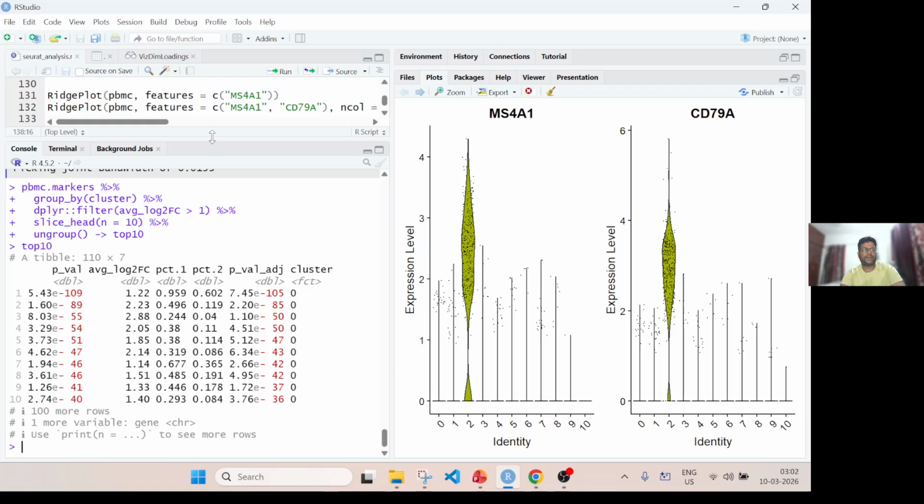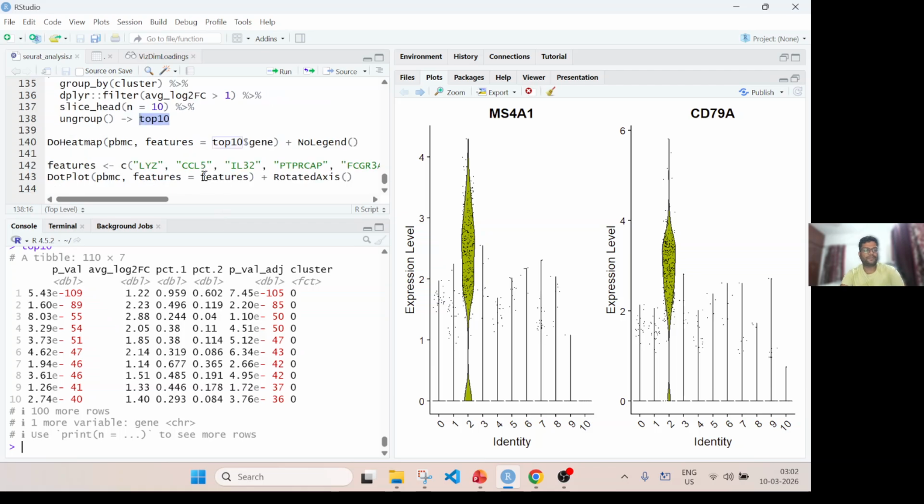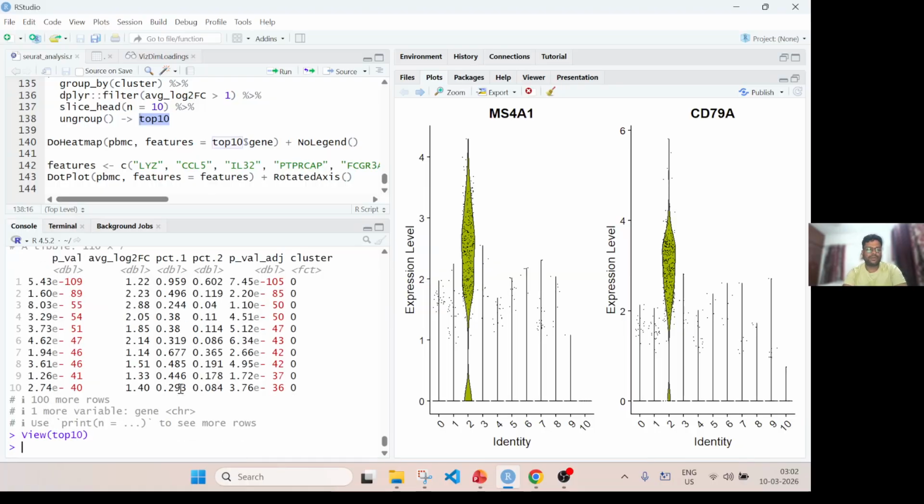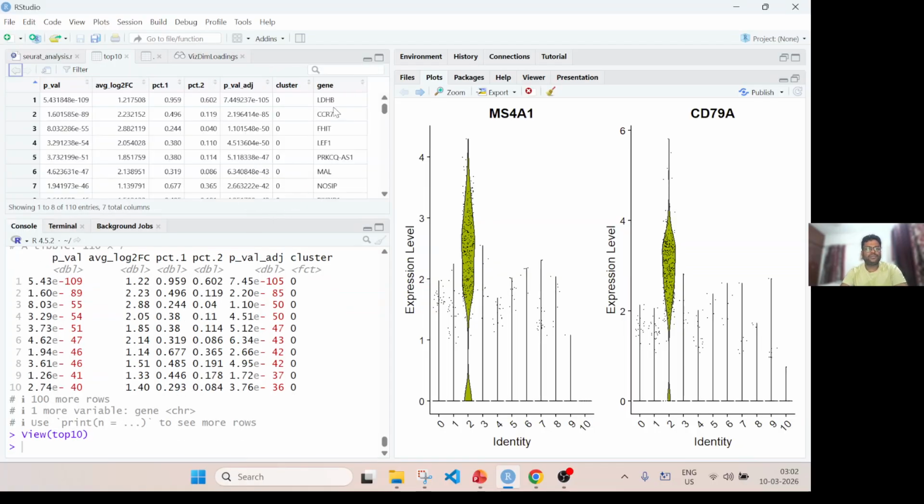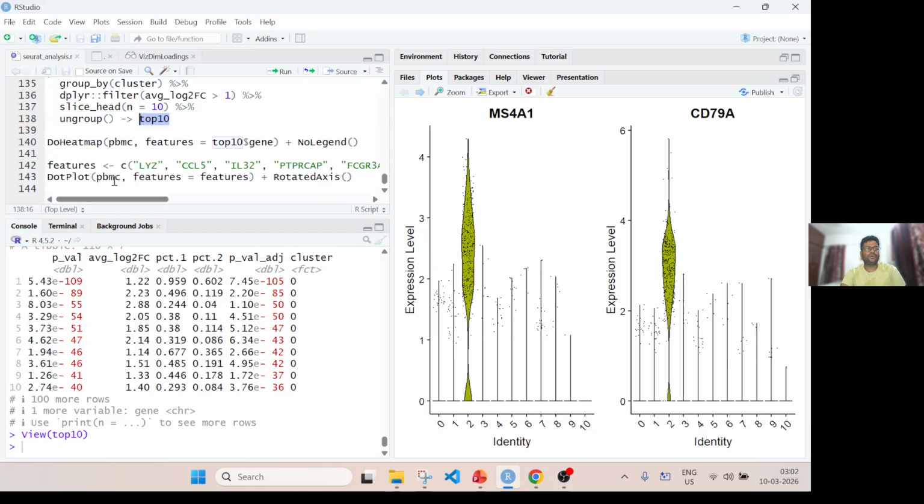Top 10, right? Where are the names actually? So I think, okay, we have the column called gene that contains the gene name in the top 10. Now we can use this to do a heat map. And what features are we taking? We are taking those genes.